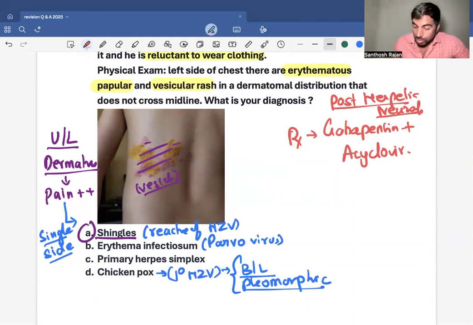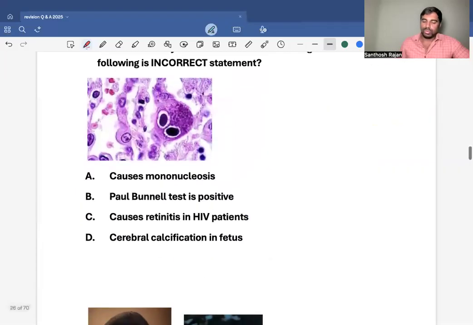Okay. One more thing also, gabapentin and pregabalin. I forgot pregabalin. Yeah, pregabalin also, a painkiller you can give. Okay, with that acyclovir as well. Okay, that's all. Right. Next, inclusion body is given.